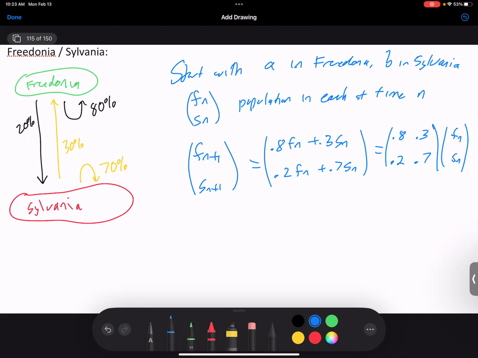So what can you tell when you look at this matrix? What do you notice? So there's a couple of things that you can notice about this matrix. What do you notice about the entries?